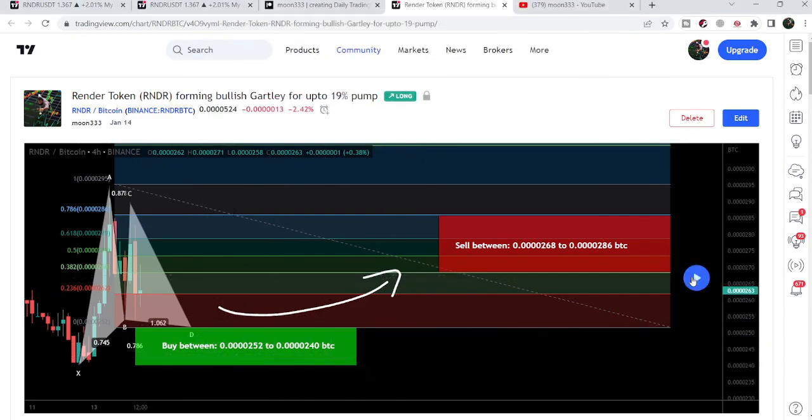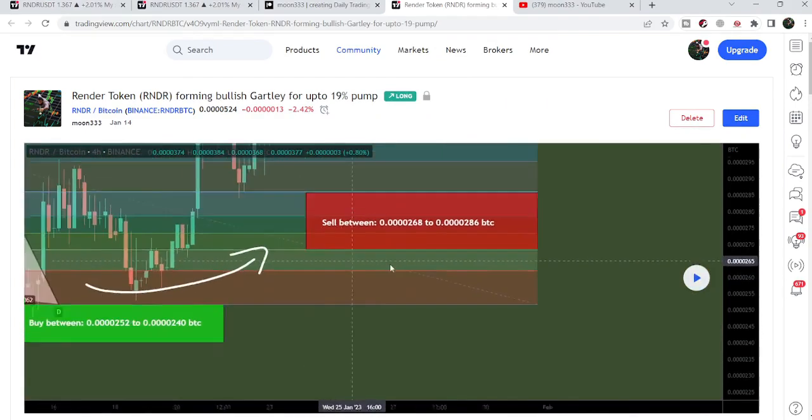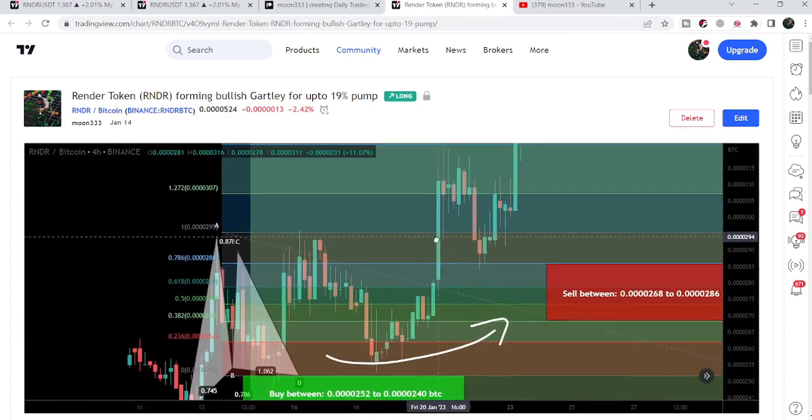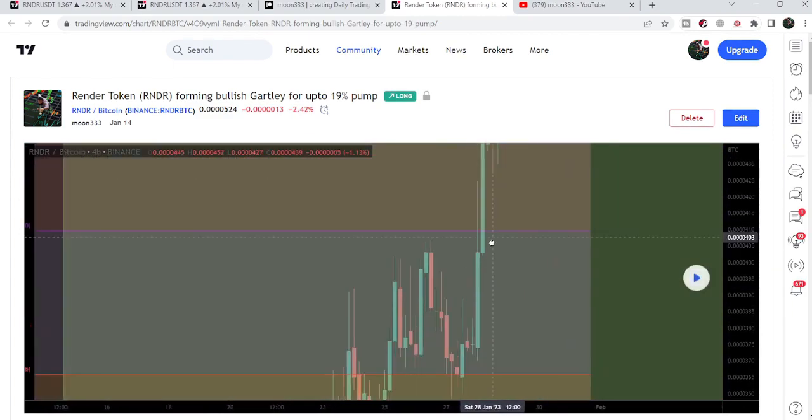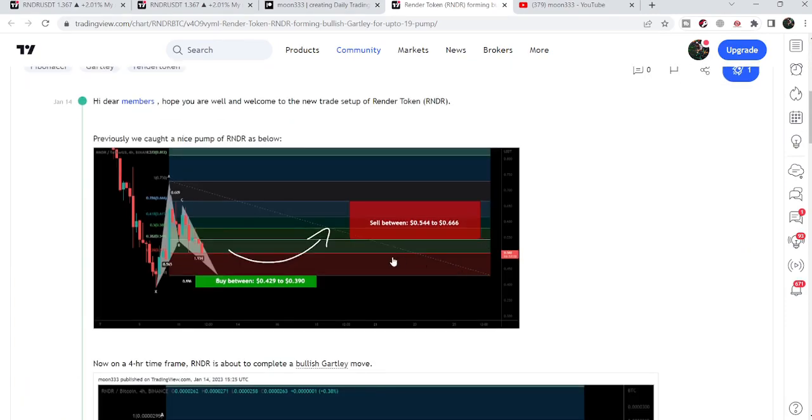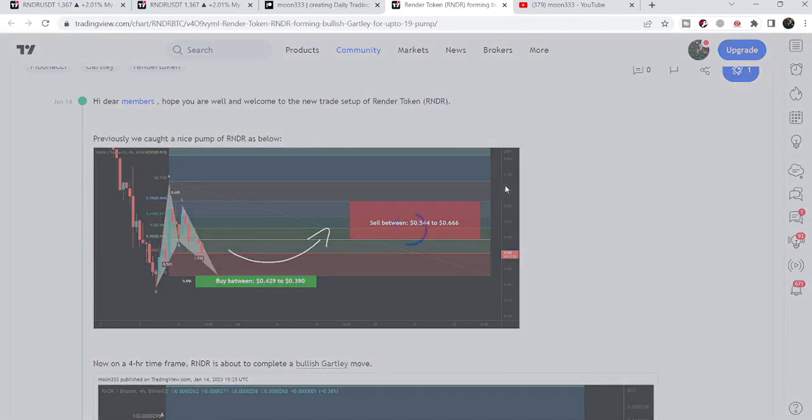Now, after playing this chart, you can see that the price line dropped more down, completed this leg here. Then we had a very, very powerful price reversal. That was, by the way, more than 270% pump. And before that, I shared this harmonic bullish reversal Bat move.